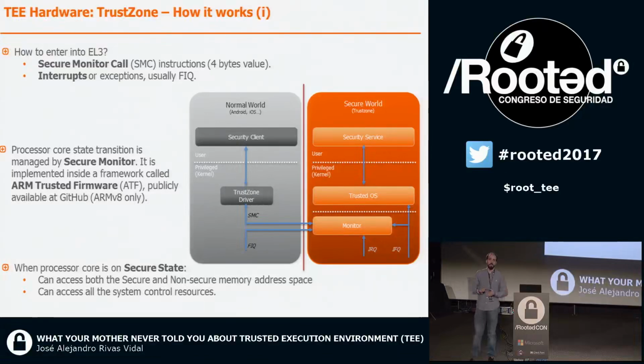Once the processor reaches this level 3, there is a module called secure monitor that does the state change, and that is within the TrustZone firmware. The part that might be very interesting is that the source code of this firmware is public, and you may find it on GitHub without any problem. However, it's important to bear in mind that whenever the processor core reaches the secure state, it will have access to all the resources of the device. Thus, the importance of having a robust design for the TEEs.